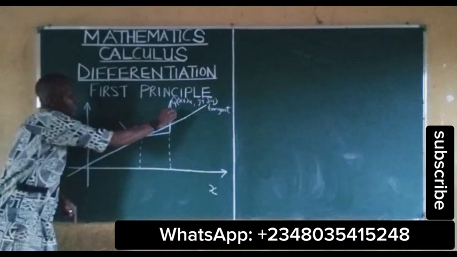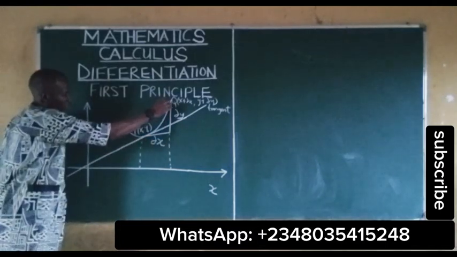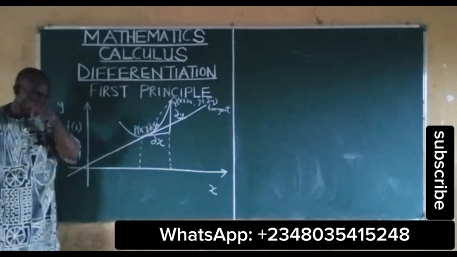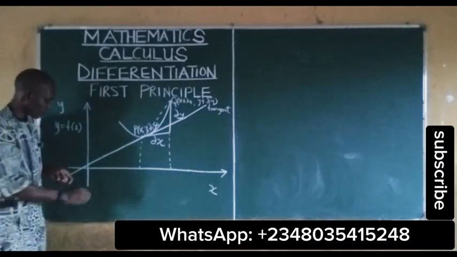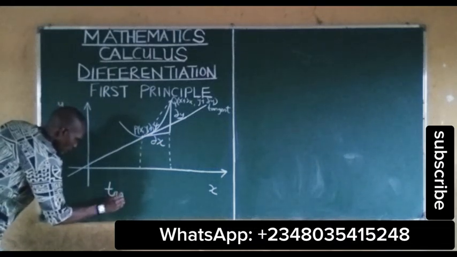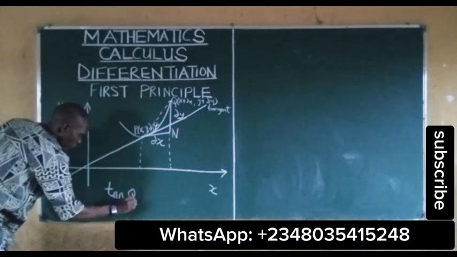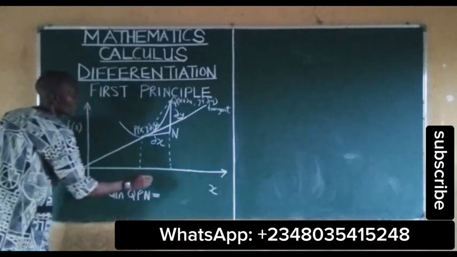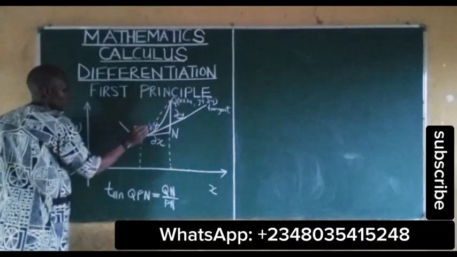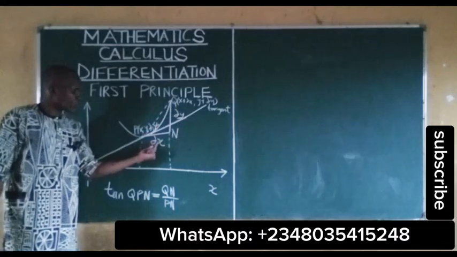So it means that this part is our value for the x, and this part is our value for the y. This triangle can also be joined here. Let us use phi as the angle. So what it simply means is that tan QPN, let's make this N, QPN is equal to Qn all over Pn. Of course, tan QPN is opposite over adjacent.